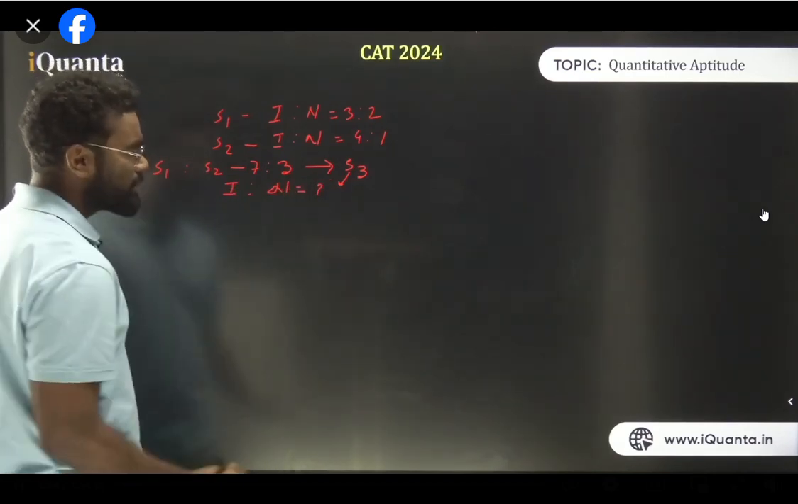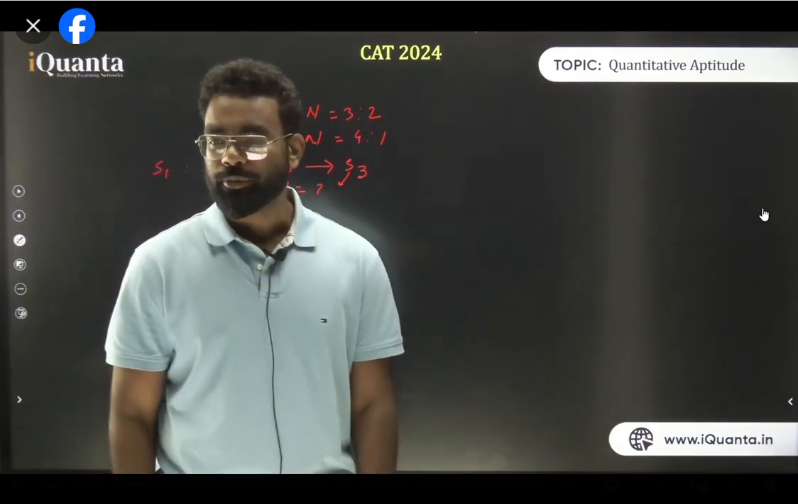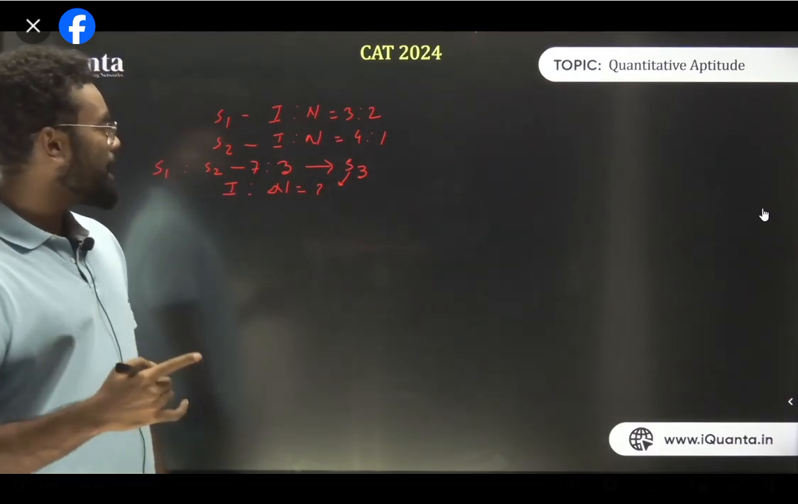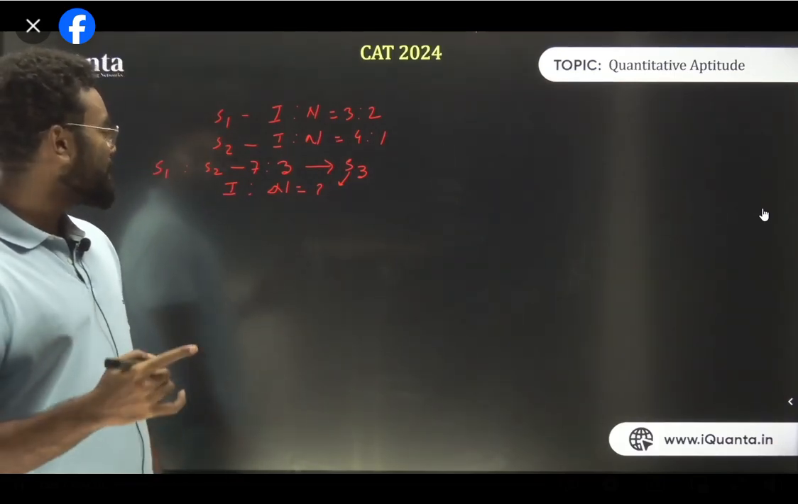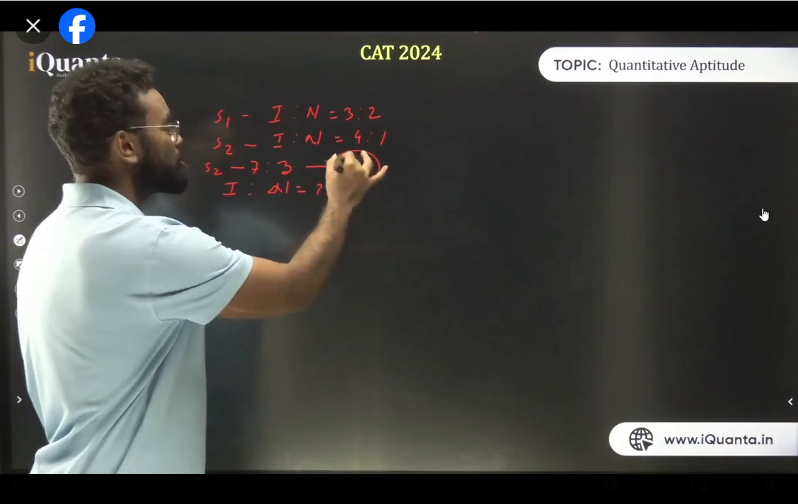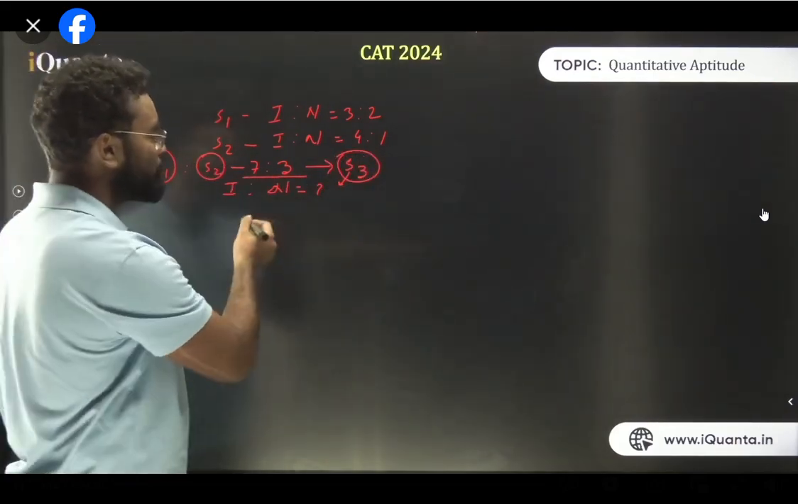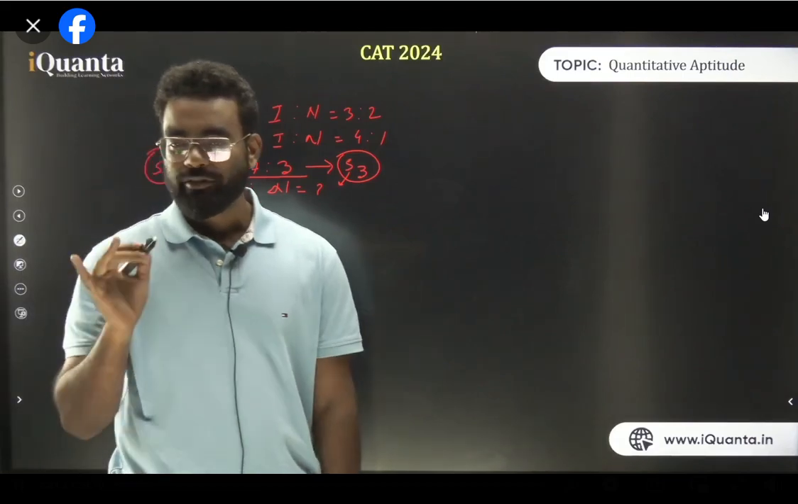That is the question. So I'm just giving you the basic understanding of mixture, right? So what is given: in steel 1, iron to nickel is 3:2. In steel 2, iron to nickel is 4:1. Steel 3 is basically being created by mixing two steels, steel 1 and steel 2, in the ratio 7:3. Now you need to find in S3 what is the ratio of iron to nickel. Let's say this is the first basic question.